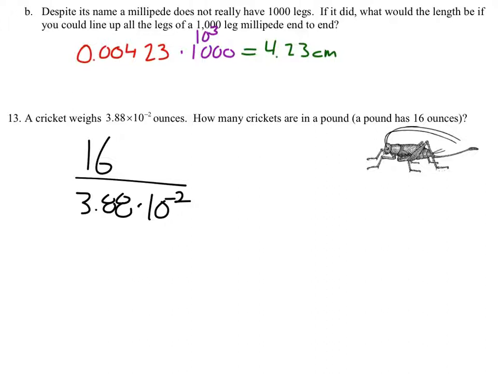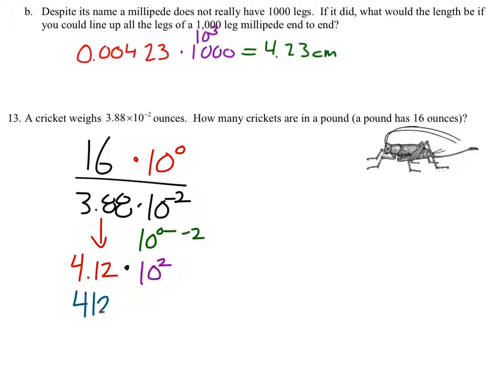And we are comparing now ounces to ounces. So I can make this 16 times 10 to the power of 0 if I want to make it extremely convenient. So I would have 16 divided by 3.88. So rounding that gives us 4.12. And this would be multiplied by 10 to the power of 0 minus negative 2, which really gives me 10 to the power of 2. And how do you know? All right, so that would be, if I change this in standard form, 412 crickets.